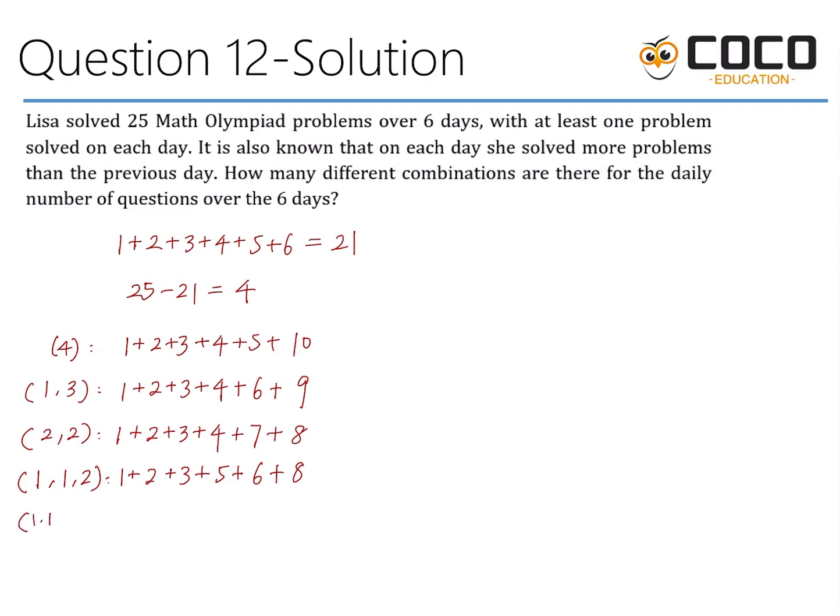Now, the last way is you split this into 1, 1, 1, 1. So for the last 4 days, each of them plus 1. Then we have 1 plus 2 plus 4, plus 5, plus 6, plus 7. Altogether, we have 5 ways here. So the answer is 5.